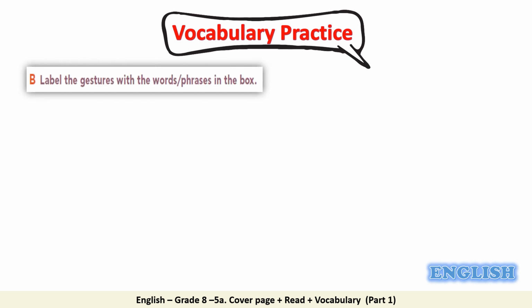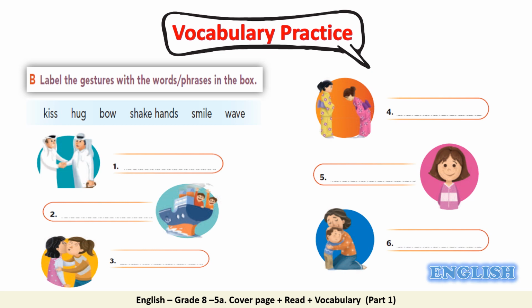Activity B. Label the gestures with the words or phrases in the box. You will find this activity in your workbook. So pause the video, take a couple of minutes, and try to do it by yourself. Are you ready? Let's begin.